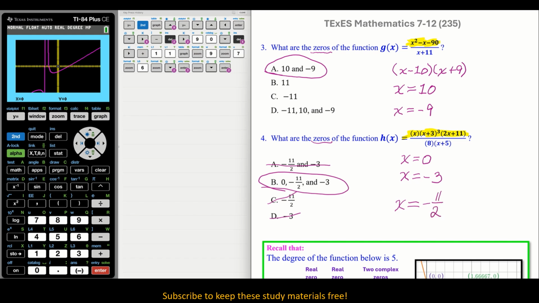So notice that when we're looking for zeros, these are what we call distinct zeros, and they're only those polynomials that are inside the parentheses. Notice that I did not pay any attention to that exponent of 3.